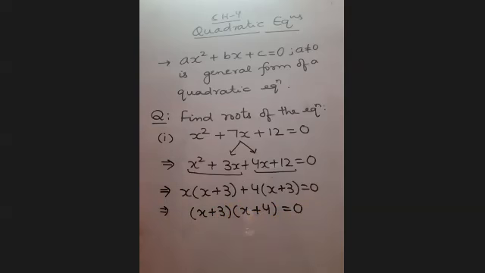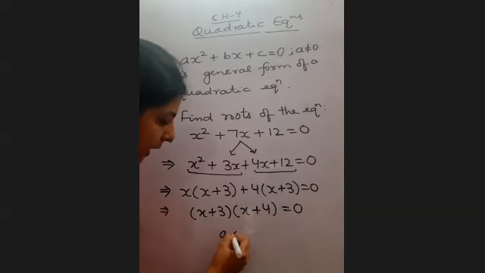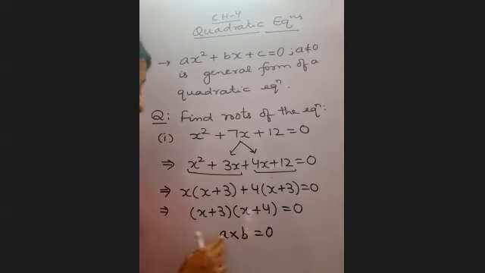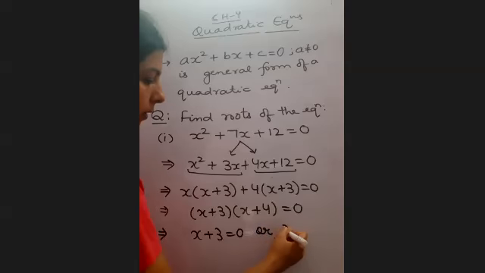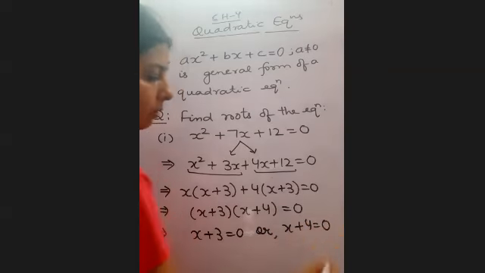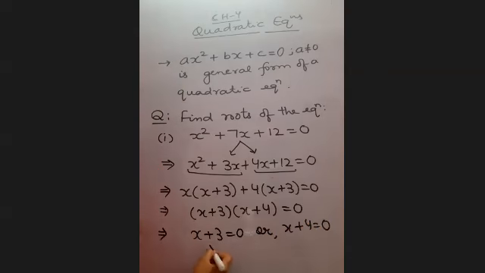Now children, when we have a into b equals 0, this is only possible when either a is 0 or b equal to 0, or both equal to 0. So this would mean x plus 3 is equal to 0 or x plus 4 equals 0, which gives me x equal to minus 3 and minus 4. These are the two roots of the equation.